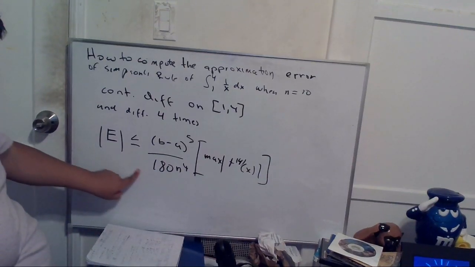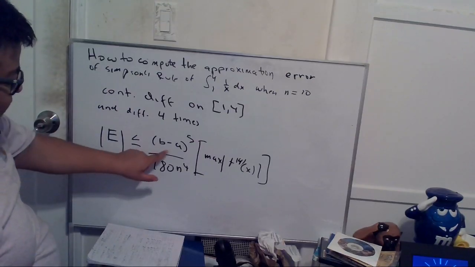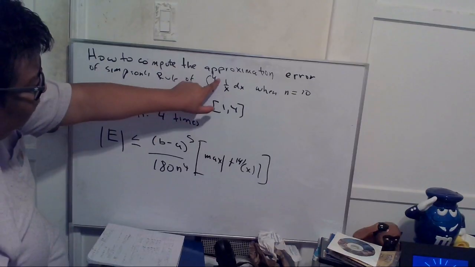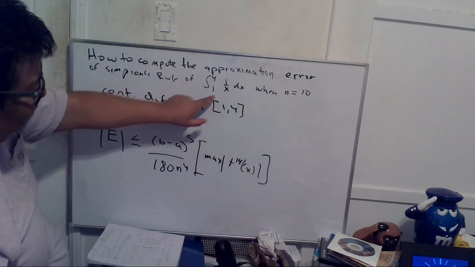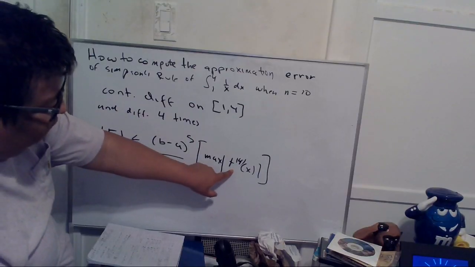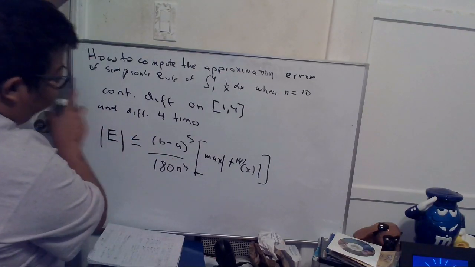If you look at the formula for the error approximation, you need b and a. So b is equal to 4, a is equal to 1, and n is equal to 10. Then we need to find the fourth derivative and find the maximum of it.